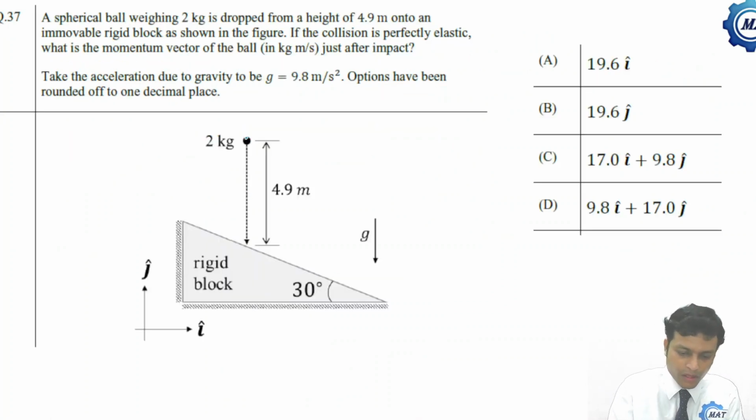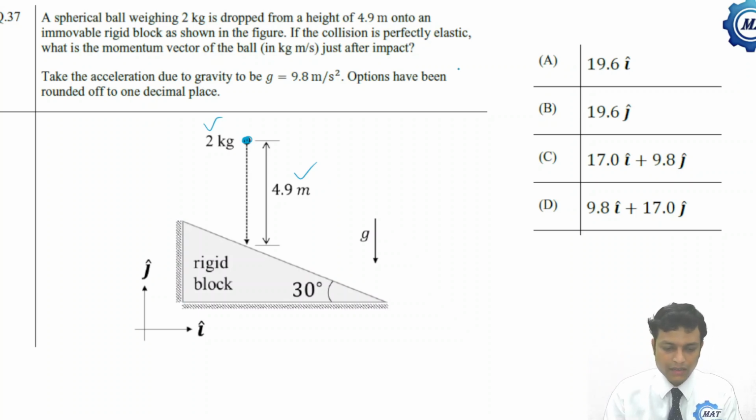A spherical ball, this is the spherical ball, weighing 2 kg, is dropped from a height of 4.9 meter onto an immovable rigid block. This is the rigid block. Now, as shown in the figure, if the collision is perfectly elastic, what is the momentum vector of the ball just after impact? Take the acceleration due to gravity g as given, and the option has to be selected.